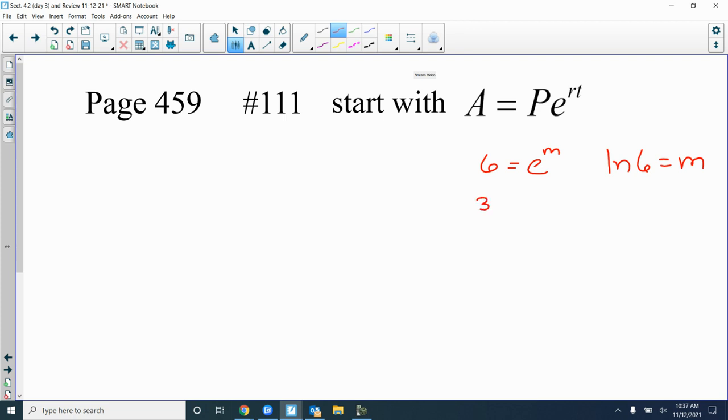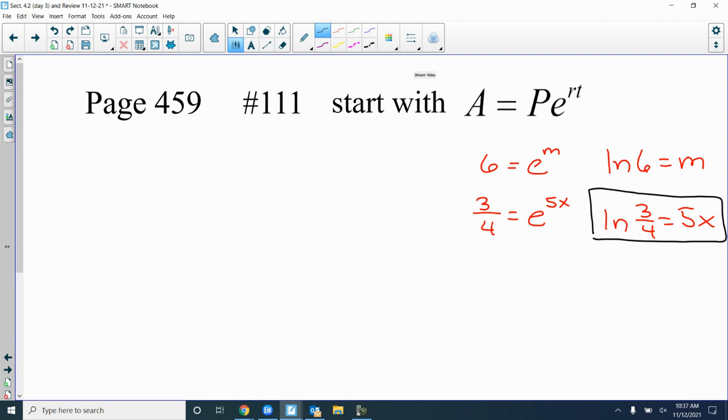What if I have 3/4 equals e to the 5x? What would that look like? Natural log of 3/4 equals 5x. Okay. Can you solve that for x? Now here you're allowed to use your calculator. Can you use your calculator to get the natural log of 3/4? Can you divide by 5? So you can figure out what x is. So this is a way to solve for a variable in the exponent, which is what we're going to have here.